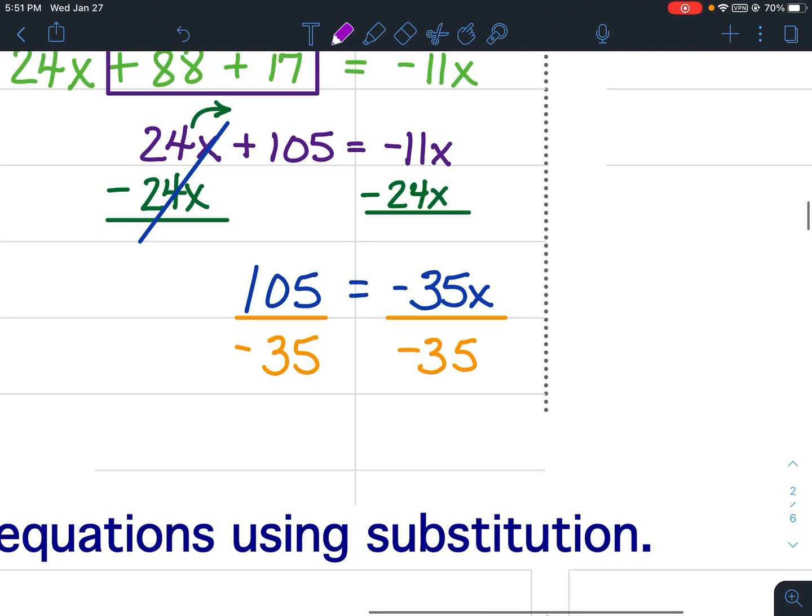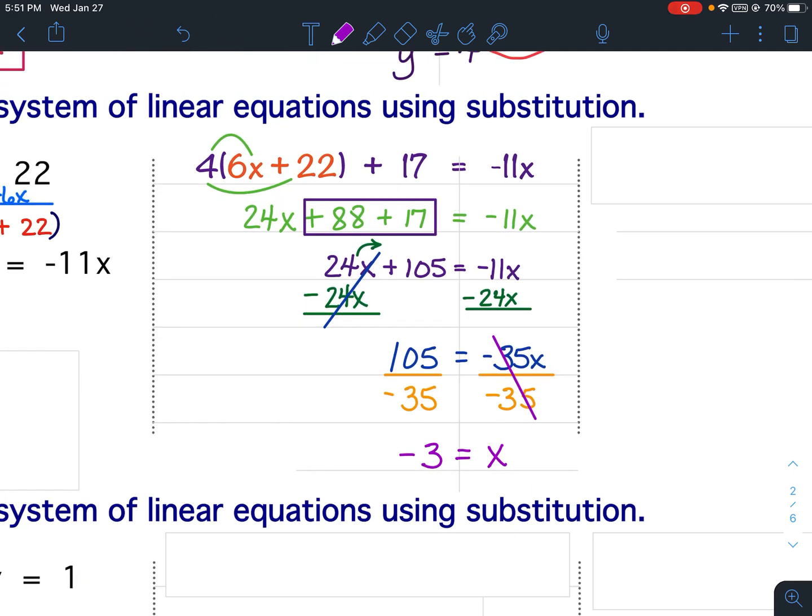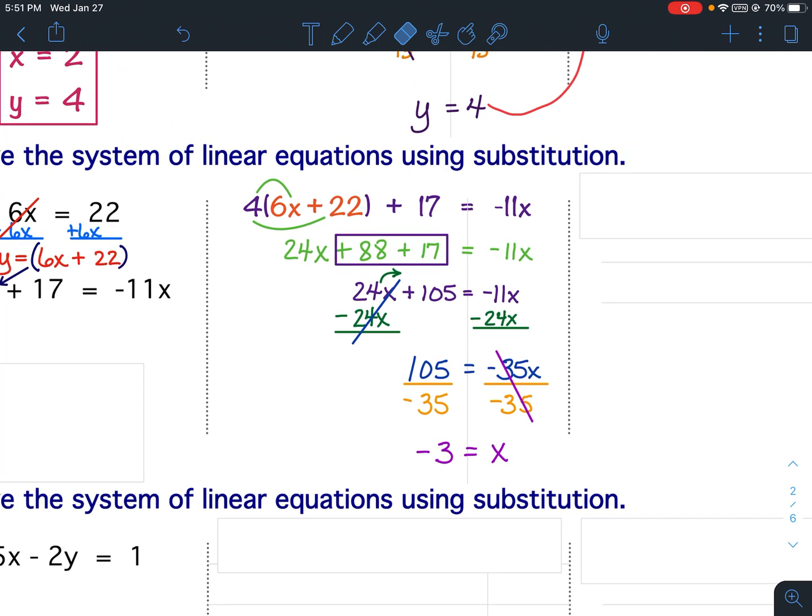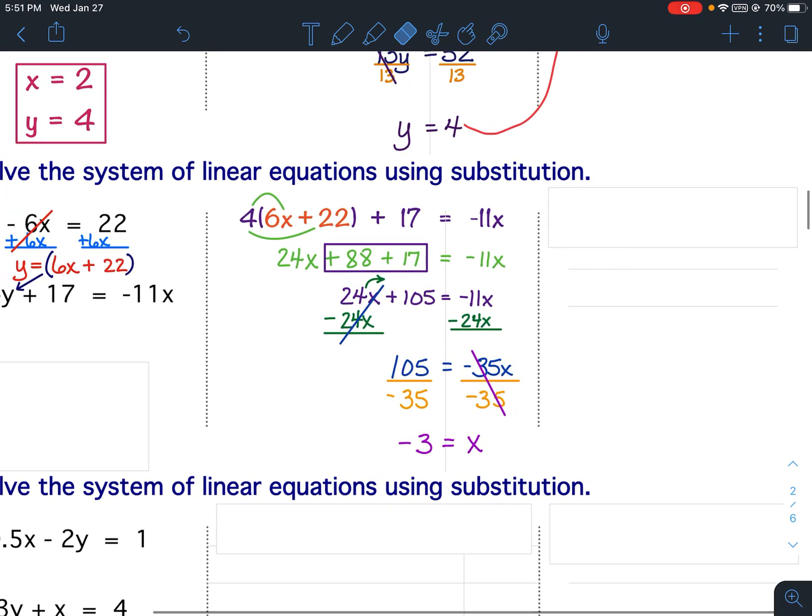All right, so I can cancel the negative 35s. 105 divided by negative 35 is negative 3. So negative 3 equals x. Sorry, negative 3 equals x. Just was double checking my variable there. All right, so I solved for x. Now I need to plug that in and solve for y.